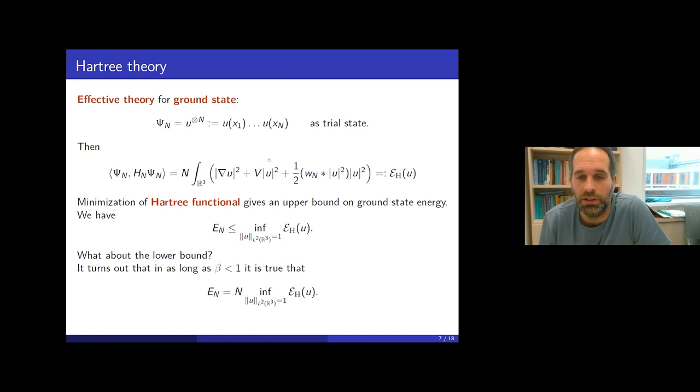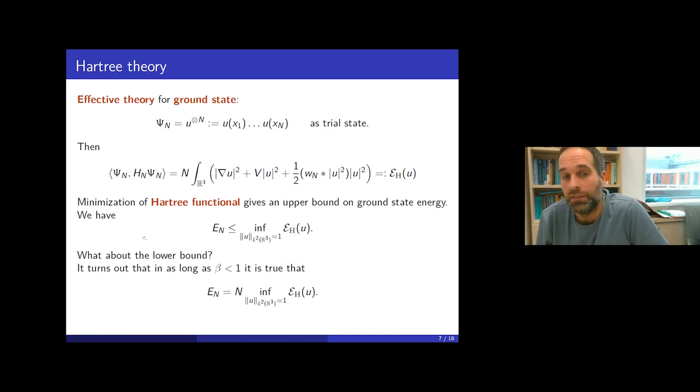The Hartree functional has a kinetic energy, a potential energy, and then the interaction energy, which in the case of a general two-body interaction W_N is a convolution of the interaction with the effective density u squared. A priori we don't see a delta function here yet. If you would take a delta function here, then you would see the Gross-Pitaevskii functional in some sense. And this is the Hartree functional.